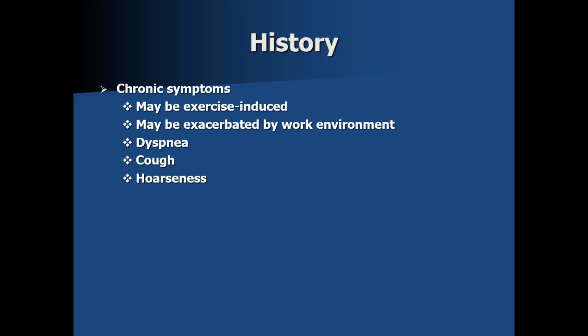Next, we're going to look at the manifestations, the signs, symptoms, and findings in upper airway obstruction. For some of these conditions, such as vocal cord dysfunction, there may be chronic symptoms in the history. It may be exercise-induced, and it may also be exacerbated by the work environment. Dyspnea, cough, and hoarseness are also common findings.